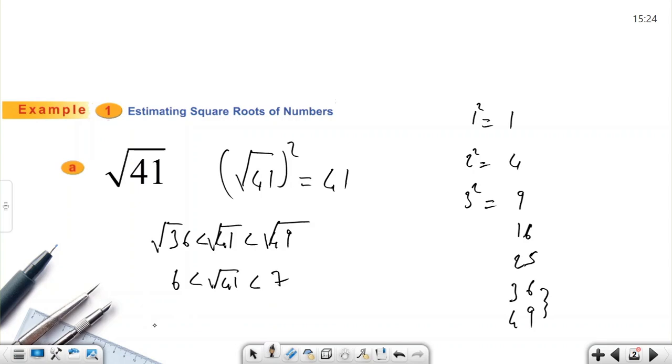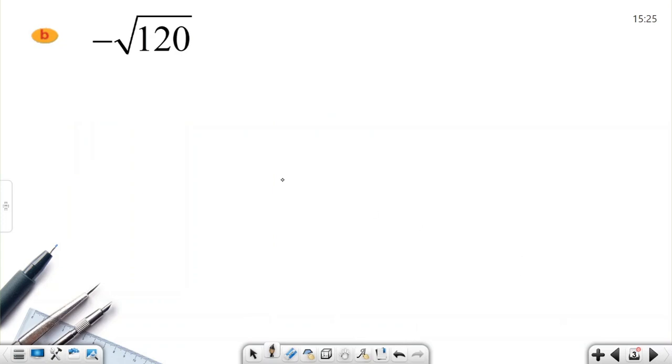So the square root of 41 is between 6 and 7. In Kurdistan, for the ninth grade exam, this kind of question occurs. They ask where the square root of 41 lies. So you can say between what integers, or you can say between 6 and 7.